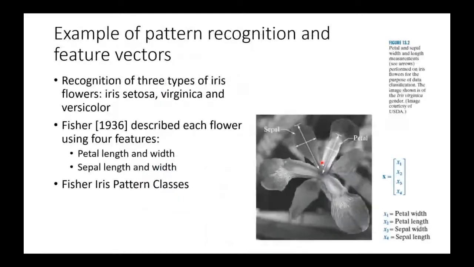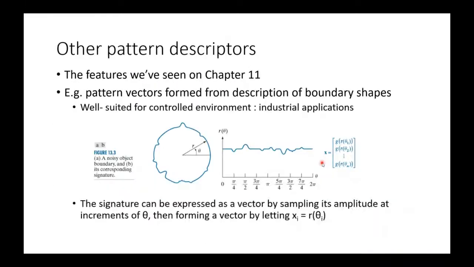But first, let's just have a look at all the features that you can use. You can use all the pattern descriptors that we've seen in the last two weeks, everything that we've seen in chapter 11. So your pattern vectors could be formed from the description of boundary shapes. Remember that we've seen the signature of a boundary shape. So basically, this could be your pattern vector.